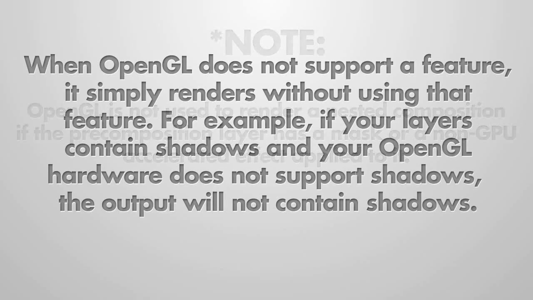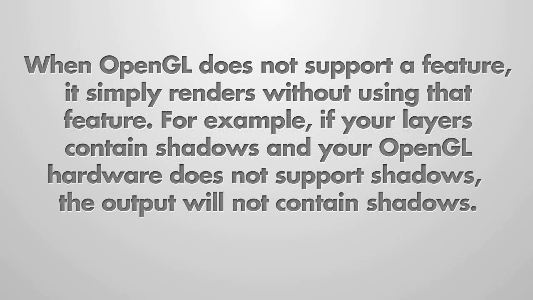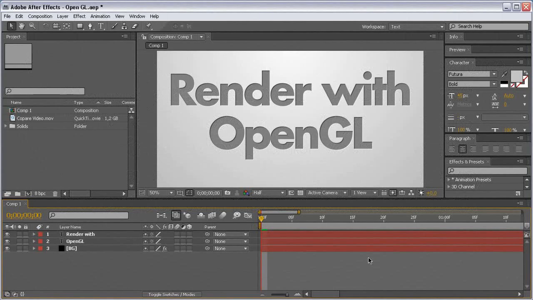Another thing that is very important is that when OpenGL does not support a feature, it simply renders without using that feature. For example, if your layers contain shadows and your OpenGL hardware does not support shadows, the final output will not contain shadows. Now I'm going to show you how to tweak some of the settings in order to speed up your work inside After Effects.